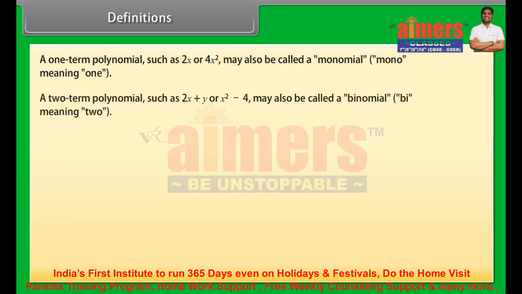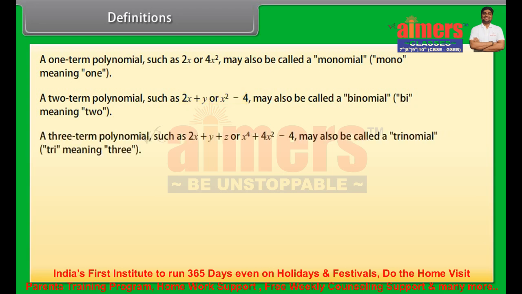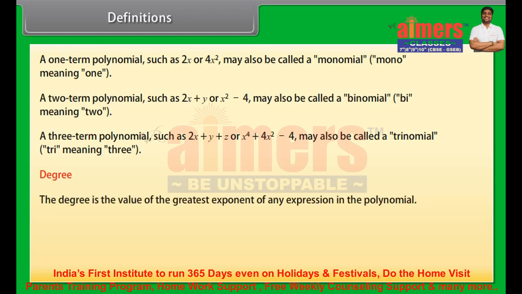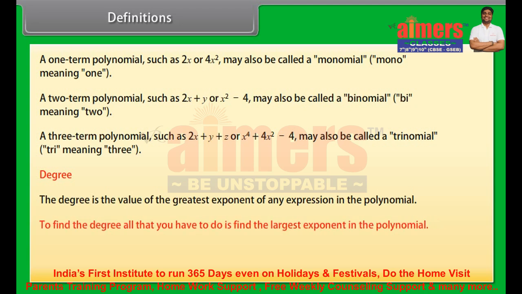A two-term polynomial such as 2x plus y or x square minus 4 may also be called a binomial, bi meaning 2. A three-term polynomial such as 2x plus y plus z or x raised to the power 4 plus 4x square minus 4 may also be called a trinomial, tri meaning 3. Degree. The degree is the value of the greatest exponent of any expression in the polynomial. To find the degree, all that you have to do is to find the largest exponent in the polynomial.